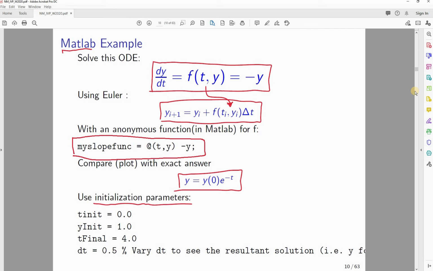And so in an exam or in a homework assignment, I will have to give you the initial time. Usually we start with time equal to 0, and the initial y value, and then some sort of value as to how long we should go in terms of time. Okay, and then of course this little dt value, this is the difference from up here. This is how large our step size is going to be, and we're going to vary this dt to see the resultant solution for different y's. Okay, and with that, I'm going to go off to Matlab and we'll start working this example.